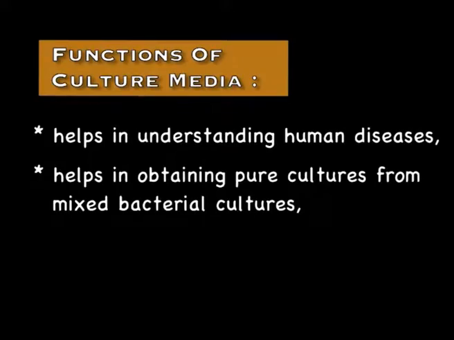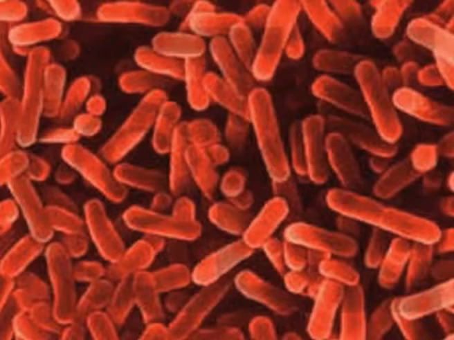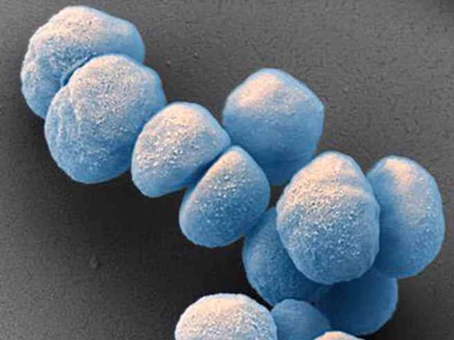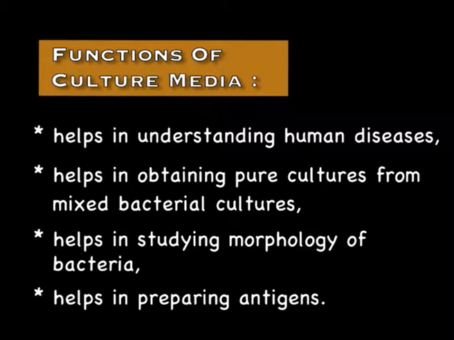After we get the pure culture of a bacterium and if we go for morphological studies with the help of certain stains, then it helps us to understand the morphological characteristics of that bacteria, be it rod-shaped or cocci-shaped. So after knowing the morphological characteristics, we can assign a particular taxon to that group of bacteria. It also helps us to isolate antigens from the bacterium.